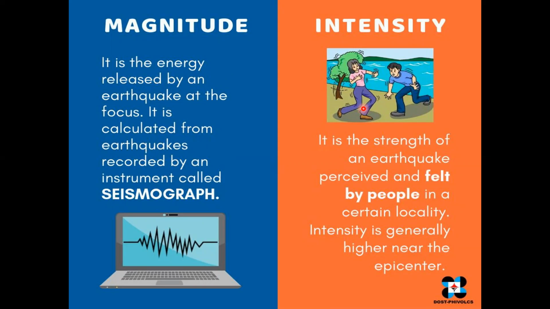Take note that from the previous slide, we discussed the parts of an earthquake. We have the focus. It is the point wherein the earthquake originated or the energy is released. The energy released by an earthquake is measured by magnitude or by an instrument called a seismograph or seismometer. While intensity, on the other hand, refers to the damage done by an earthquake.